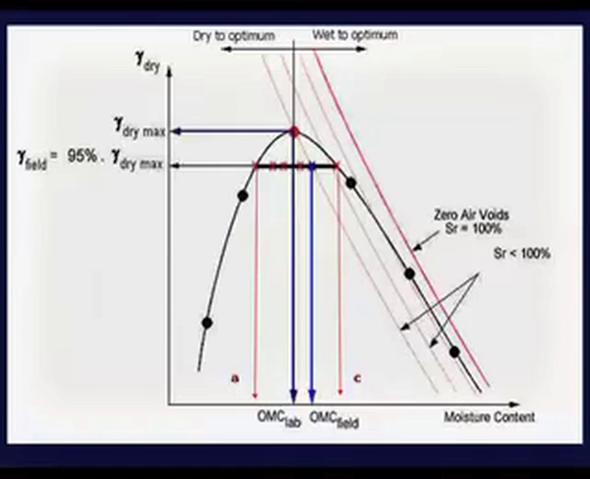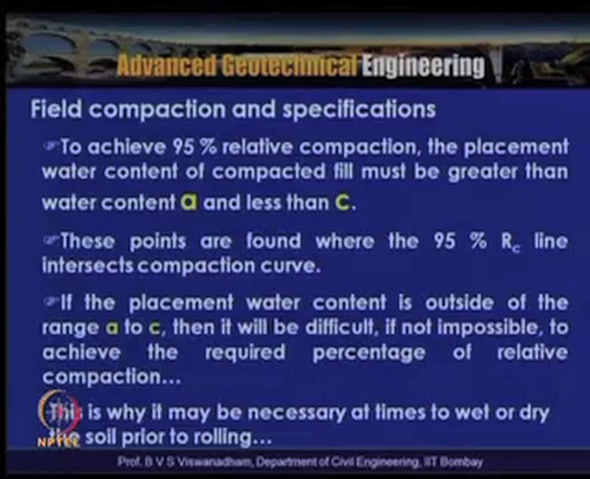So, the range AC indicates the range over which the soil should be compacted to achieve relative compaction at any energy level. So, to achieve 95% relative compaction, the placement water content of the compacted fill must be greater than water content A and less than C. That means that in order to achieve 95% compaction, the placement water content of a given soil must be greater than water content A, that is, on the dry side of optimum, let us say OMC minus 2, and less than OMC plus 2.